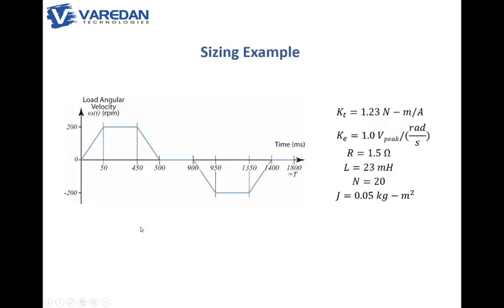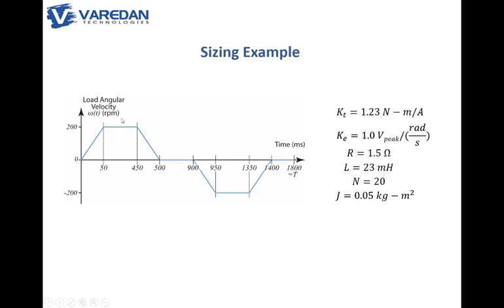Let's do an example. Here are our motor parameters. We're choosing the torque constant to be 1.23 Newton meters per amp, the back EMF constant 1.0 volts peak per radian per second. The phase-to-phase resistance is 1.5 ohms. The phase-to-phase inductance is 23 millihenries. The number of poles is 20. And the total rotary inertia is 0.05 kilograms meters squared.